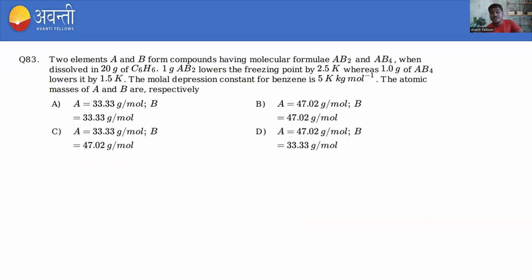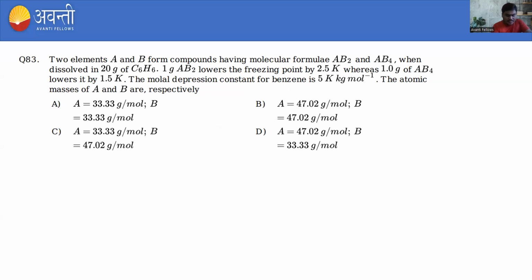Now, this question is also very important. This question is also from the elevation of boiling point and depression of freezing point. This question is from the previous year itself. The two elements A and B form compounds having molecular formula AB2 and AB4. When dissolved in 20 gram of C6H6, 1 gram of AB2 lowers the freezing point by 2.5 Kelvin, whereas 1 gram of AB4 lowers it by 1.5 Kelvin. The molar depression constant for benzene is given as 5 kg per mole. What is the atomic mass of A and B respectively?